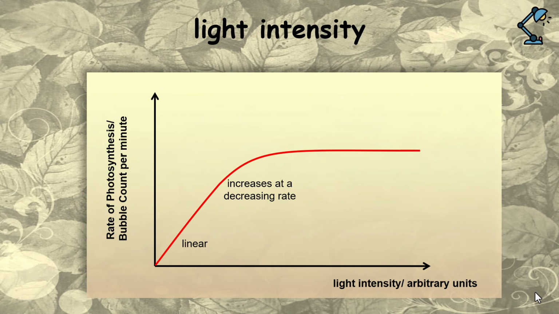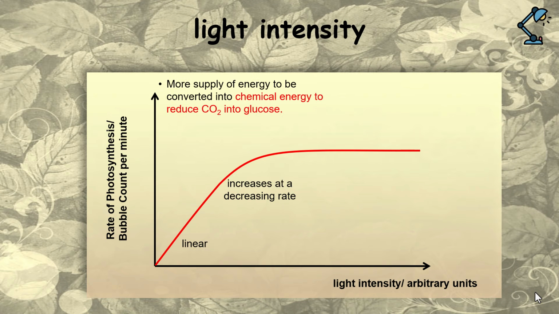You will need to explain that the increase due to increased light intensity is due to an increase in the supply of energy to be converted into chemical energy to reduce CO2 into glucose. Increased light intensity also increases the rate of photolysis to get more hydrogen ions to reduce carbon dioxide. The graph will then plateau, which is a fancy way of saying the rate stopped increasing.